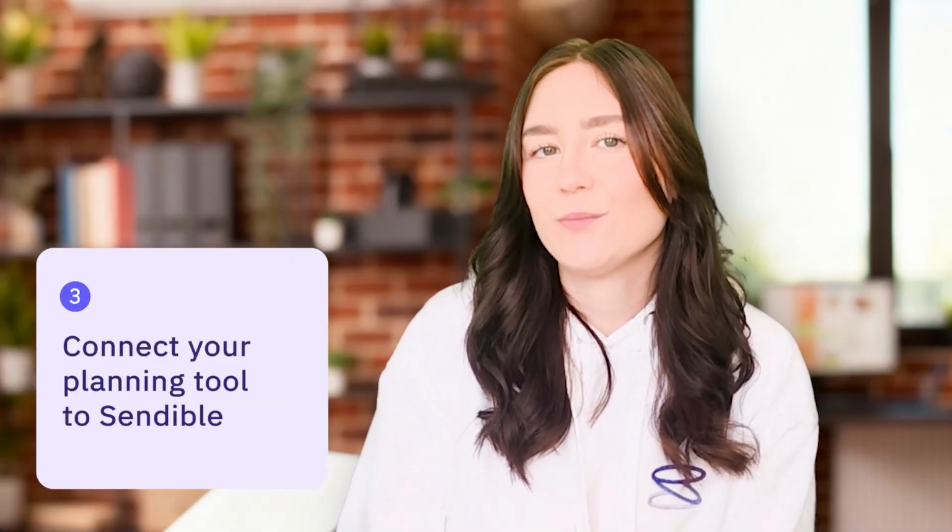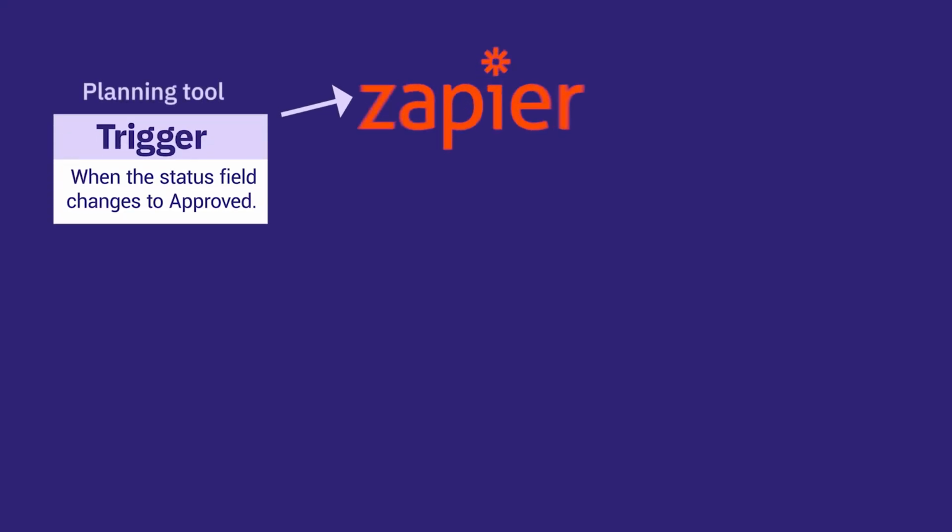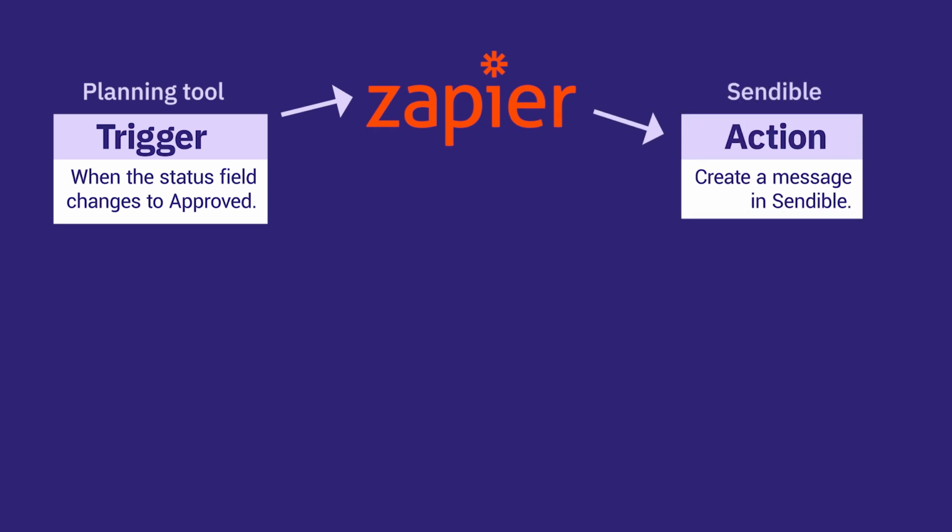Step 3, connect your planning tool to Sendible. Now we connect the two systems using Zapier. Zapier simply acts as the bridge between your planning tool and Sendible. You create what's called a zap, which has a trigger and an action. The trigger is when the status field changes to approved inside your planning tool, and the action is to create a message in Sendible. And when you set this up, you map your fields.